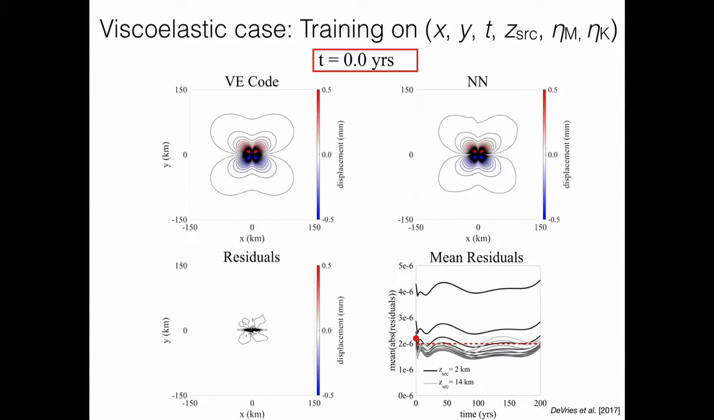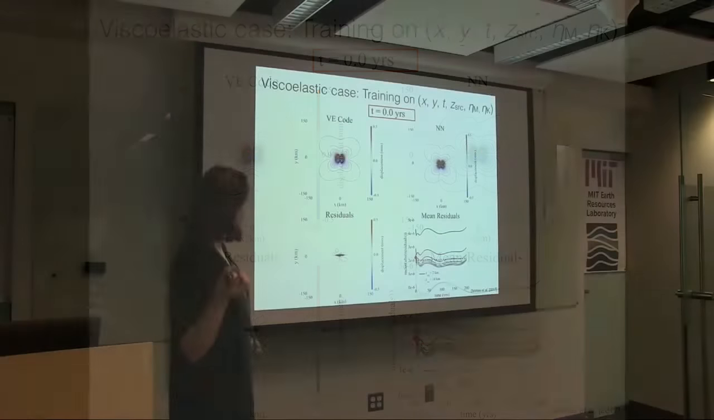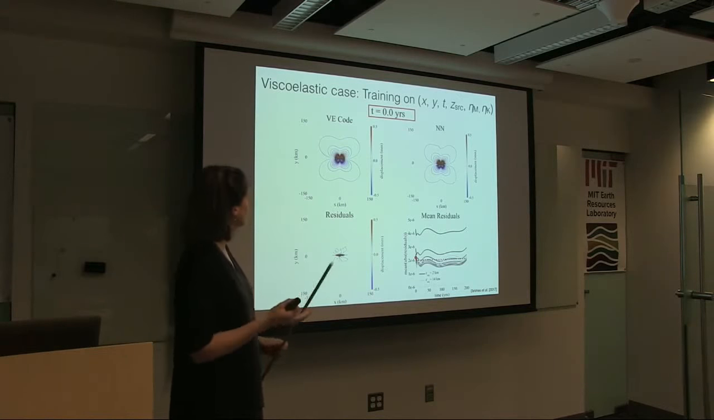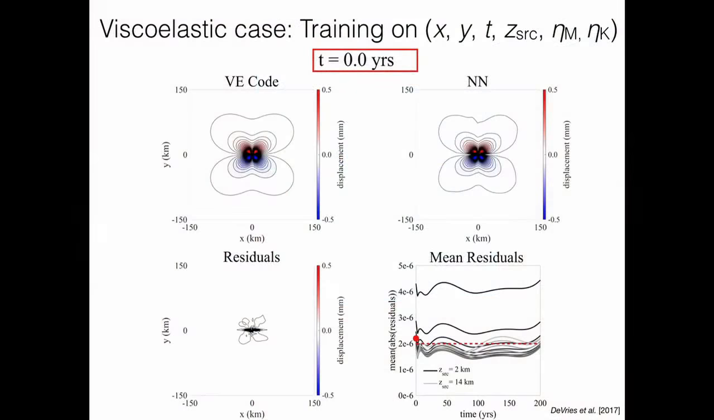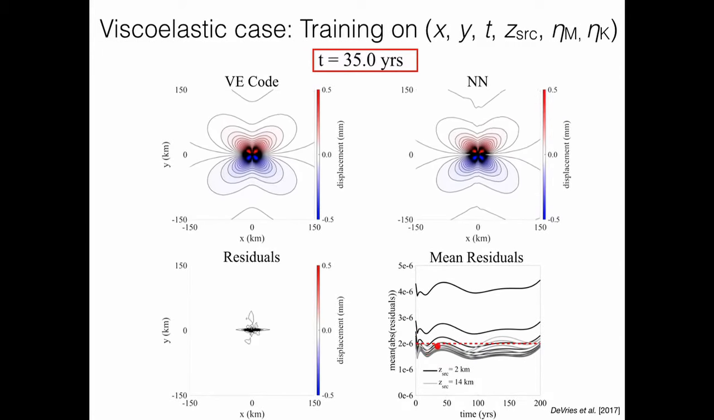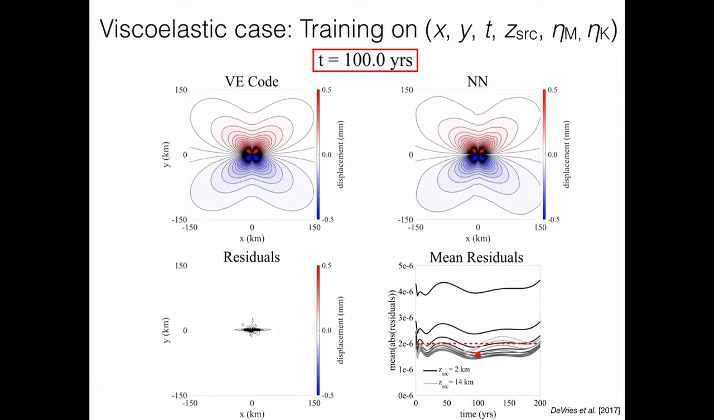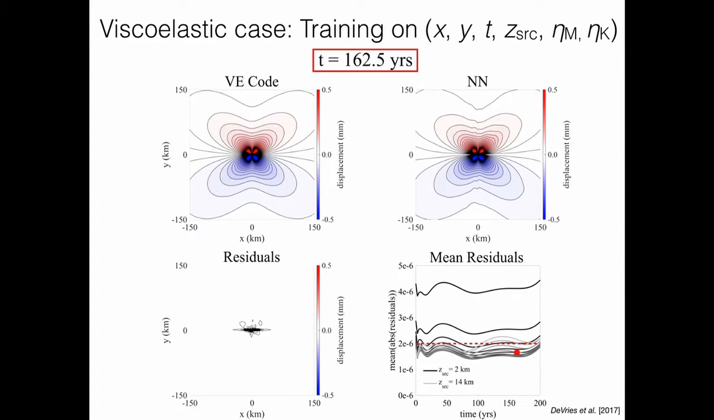And we also tested this on a much, much larger scale viscoelastic test case. So here's where the dimensionality comes in. We trained these networks over the horizontal position of the observation point at the surface, the time after the event, the depth of the earthquake source, and then the Maxwell and Kelvin viscosities of the lower viscoelastic half space beneath an upper elastic crust. You can see this is just a very small slice of the testing data set, but the network performs still very well across this much larger scale test case.